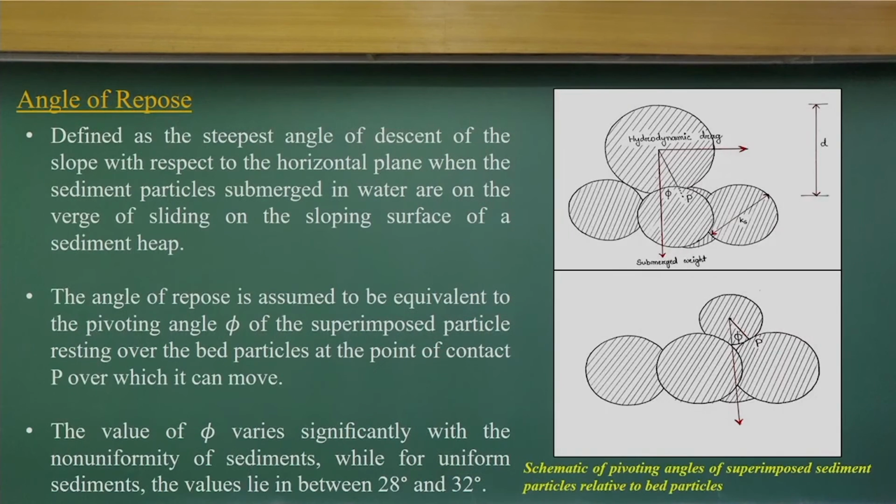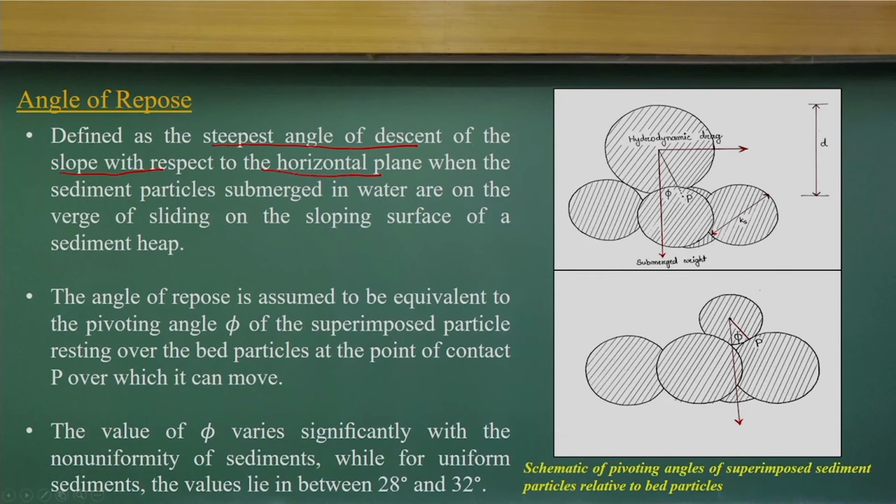Okay, now if you look at the other part, we are talking about the angle of repose. In a river there will be sediment depositions. We try to look at what could be the equilibrium angle that sediment deposits can have. You can do a very simple experiment: take sand and just pour it. You see that it remains at a particular angle, and beyond that it starts falling. So this is the concept we will talk about, the steepest angle of descent of a slope with respect to the horizontal plane.